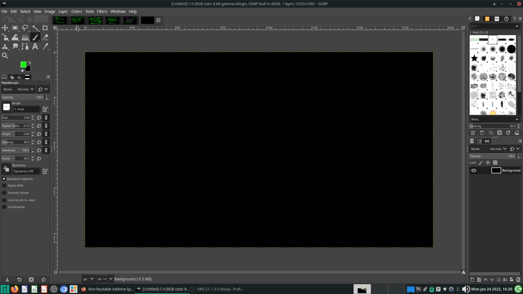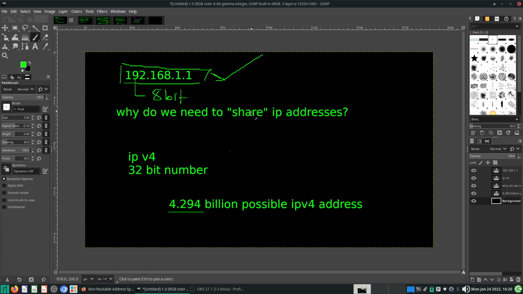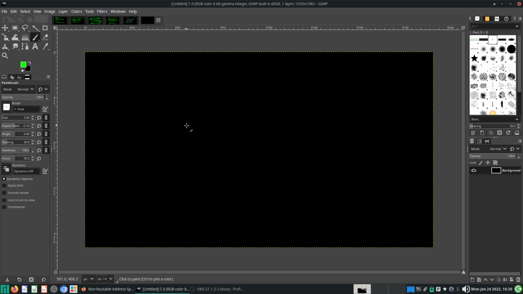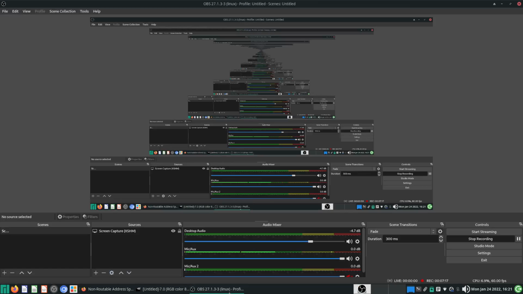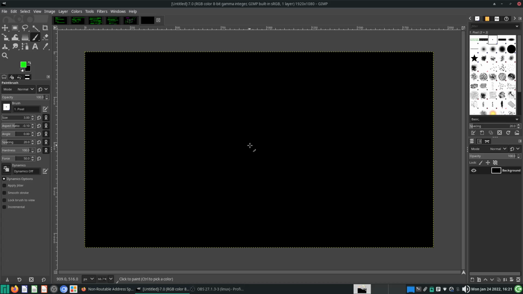With that, I want to come back to the topic of how we are able to share IP addresses. Remember I said we can share IP addresses, especially in this non-routable address space. So how is it being done on the internet? Let me illustrate with an example. Sharing IP address spaces.